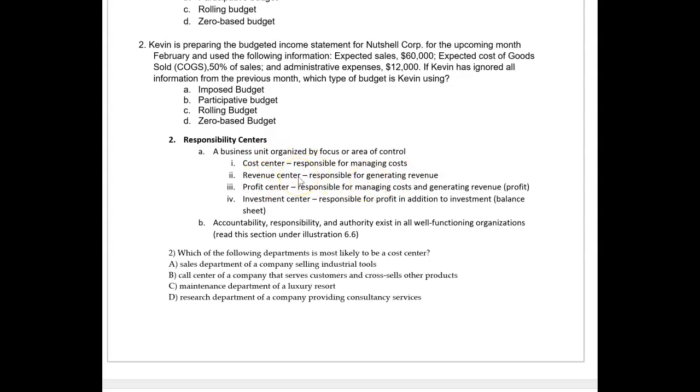Even, let's say, a large builder might have a sales department for houses. They don't have any control over cost or investment. They're just there for sales. So a sales center would be typical. A cost center would be accounting. We are definitely a cost. We don't generate any income.